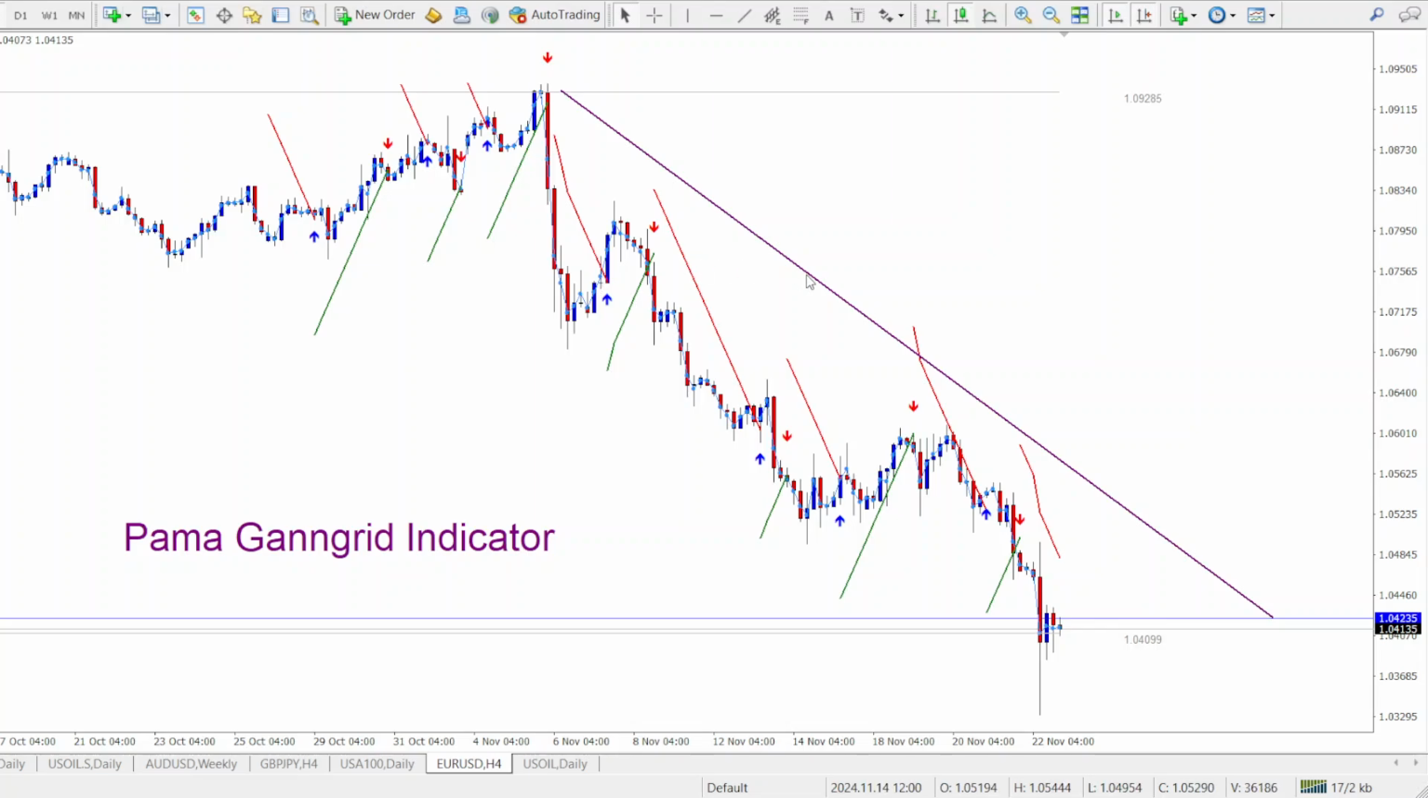If you want to enter a trade, I'm going to recommend entering in the direction of the trend, using this Pama Gann grid indicator. While the lines indicate the prevailing move, the arrows give you the precise signals. In a sell trend, you have the lengthy lines in red color. The green lines just represent pullbacks. Then you have the red arrows representing sell signals and the blue arrows representing buy signals.